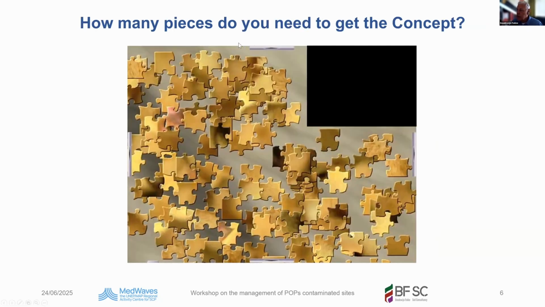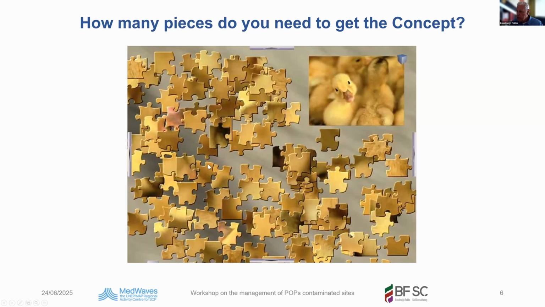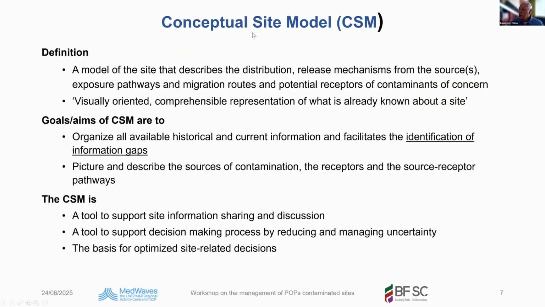But as an example of a conceptual site model, how many pieces of this do you need to completely understand? Here you have no reference, nothing is clear, and you have no clue what it is. This is it. And this is probably your soil. So a definition of a conceptual site model is a model of a site that describes the distribution and release mechanism of sources, exposure pathways, migration routes and potential receptors of the contaminants of concern. It's a visually oriented, comprehensible representation of what is already known about the site. So be aware of what is already known about the site.